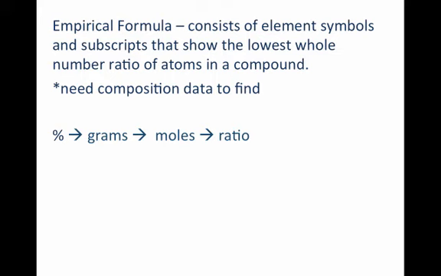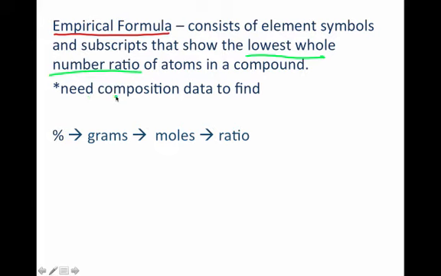In this video, I'm going to teach you everything that you ever wanted or didn't want to know about empirical formulas. That's the topic of conversation today, empirical formulas. An empirical formula consists of the element symbols and subscripts that show the lowest whole number ratio of atoms in a compound. The most important words in that definition would be lowest whole number ratio. So that's what you want to keep in mind as we're going through and doing these problems. We're dealing with the lowest whole number ratio of atoms in a compound.